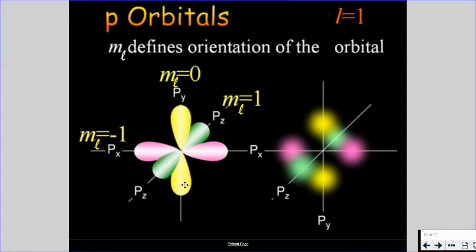So this diagram is like a cartoon diagram of the actual probability zones that Schrödinger was trying to predict. In reality, the p orbital looks like this fuzzy drawing.